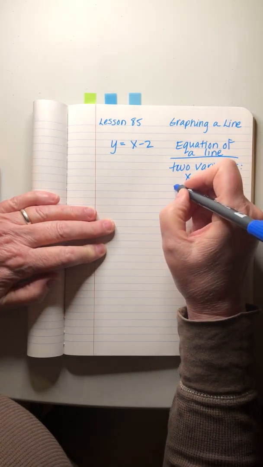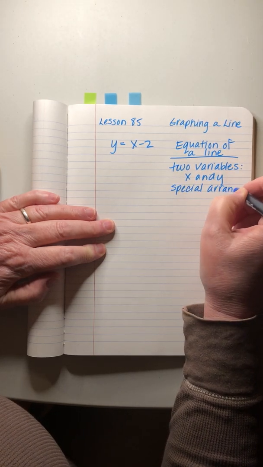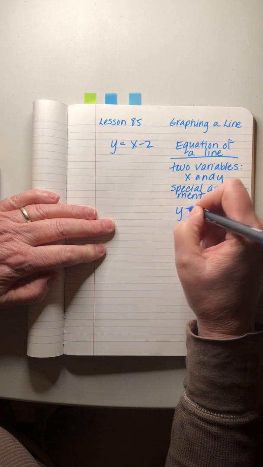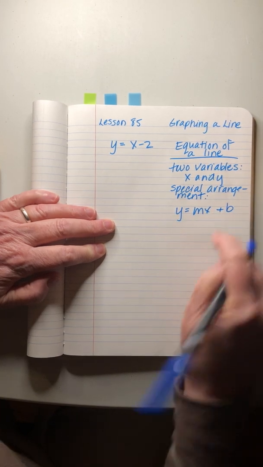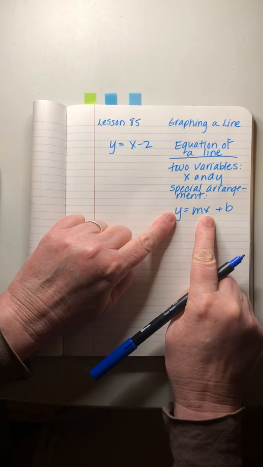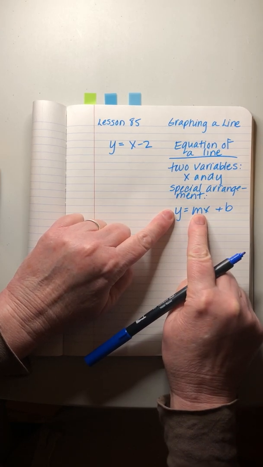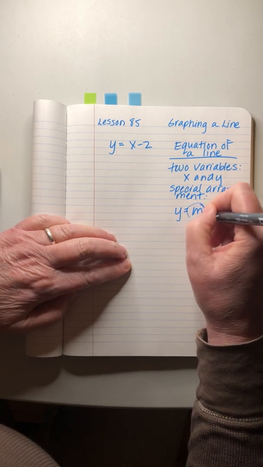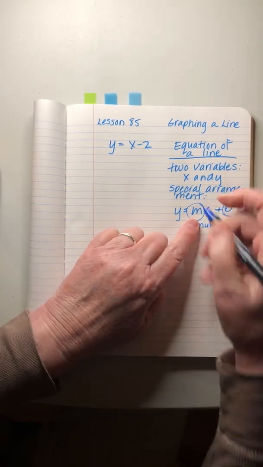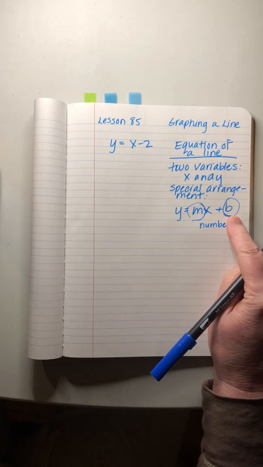And it's a special arrangement of these two variables. We're going to talk way more about this, but I want to point it out to you right now. The y is always on the left, and then the x is on the right side, always. The y is by itself. There's a number being multiplied by the x, and then there's another one that's being added or subtracted. It can be a negative number, okay?